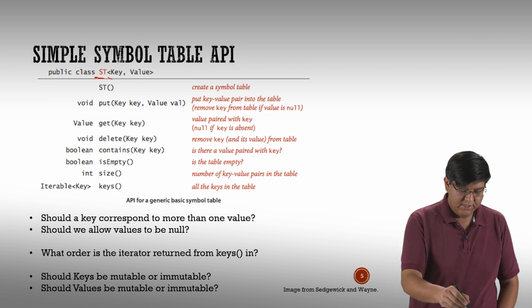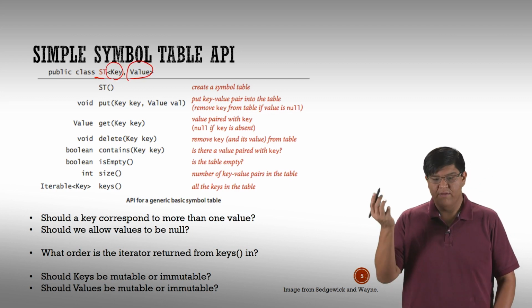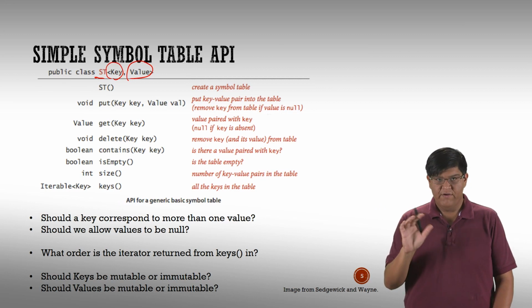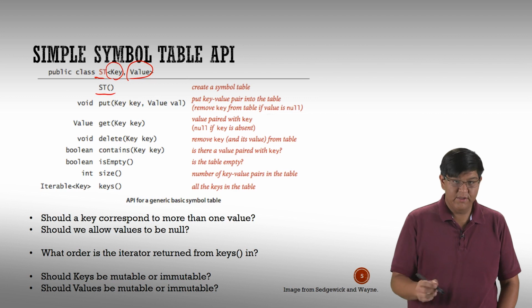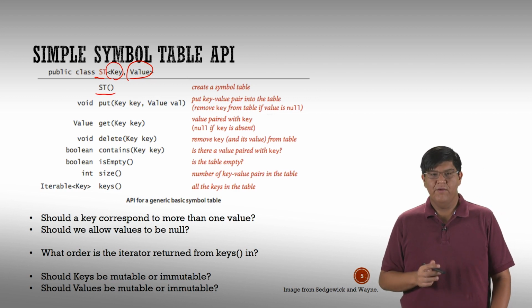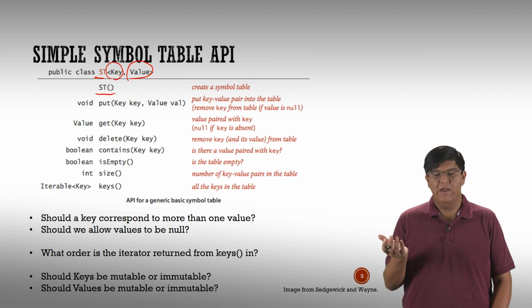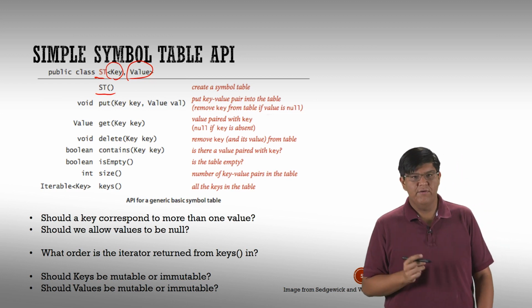Symbol table has two generics, key and value. We need to have those. Then we have all of our different constructors and our different methods. So first constructor, that's basically just for creating a symbol table. Not a whole lot of stuff there that we care about. As long as there's a version of the constructor that's the default one that I don't need any arguments for, then I'm good to go as far as a user.